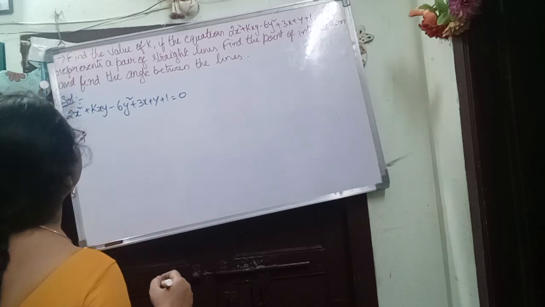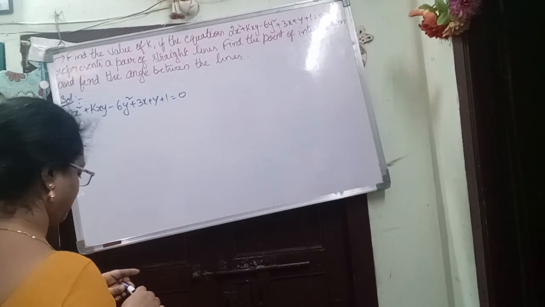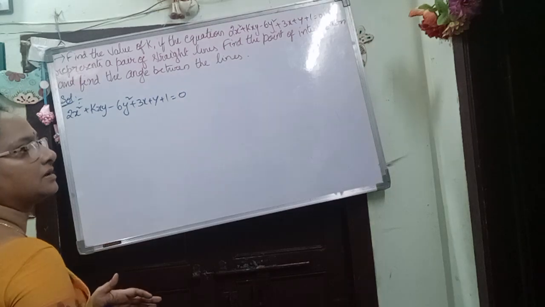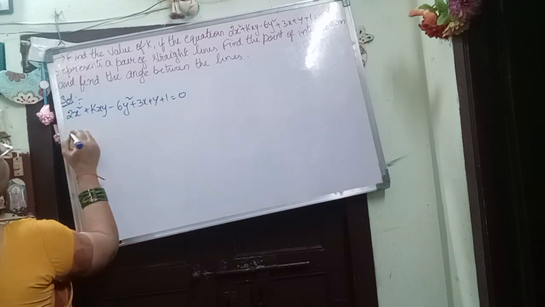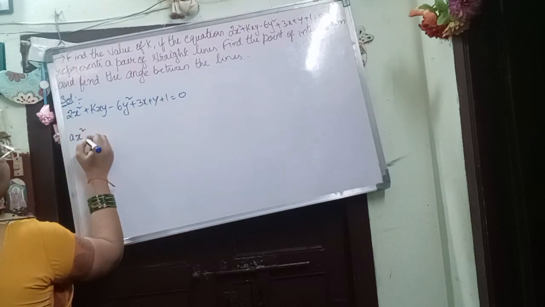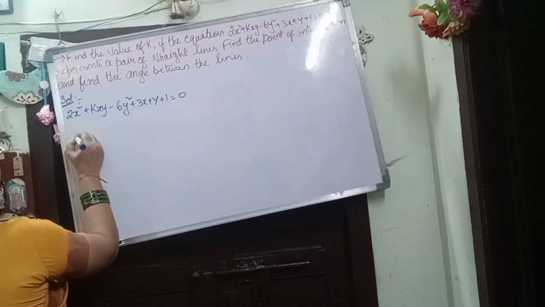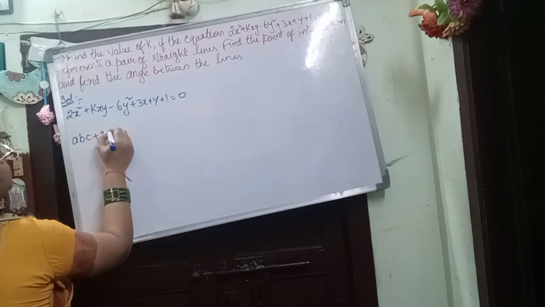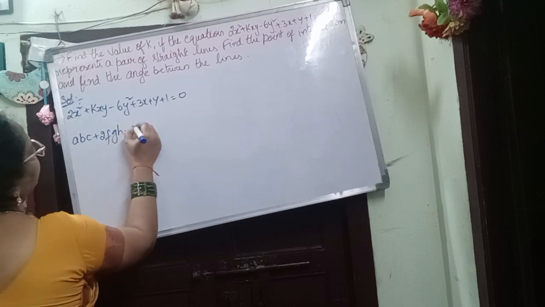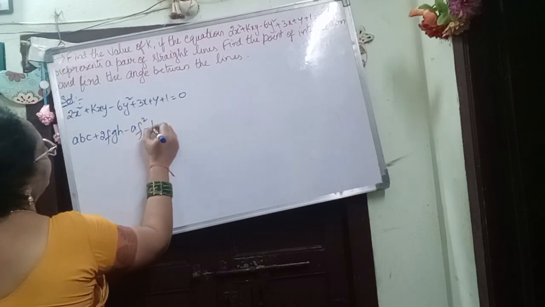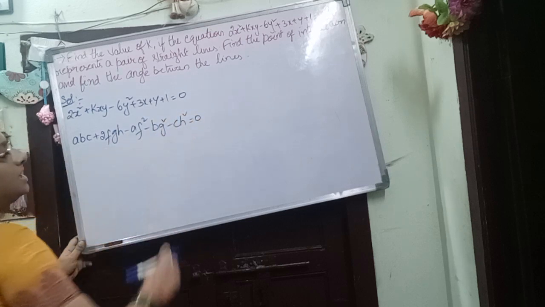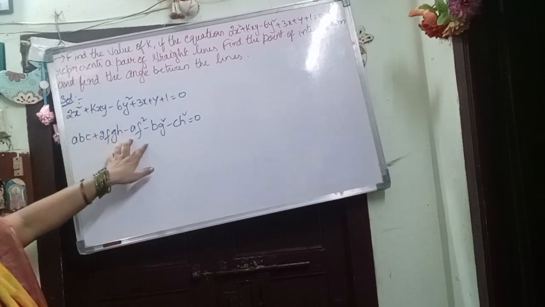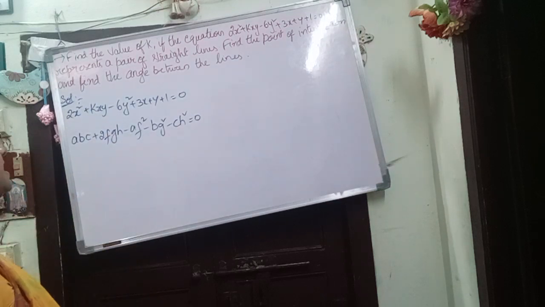Okay. So for this we have one condition that if this is a pair of straight lines, we have a condition. What is that condition? abc plus 2fgh minus af square minus bg square minus ch square equals to 0. This is the condition. It must satisfy. This equation must satisfy this condition. Then we can say that is the equation of pair of straight lines.